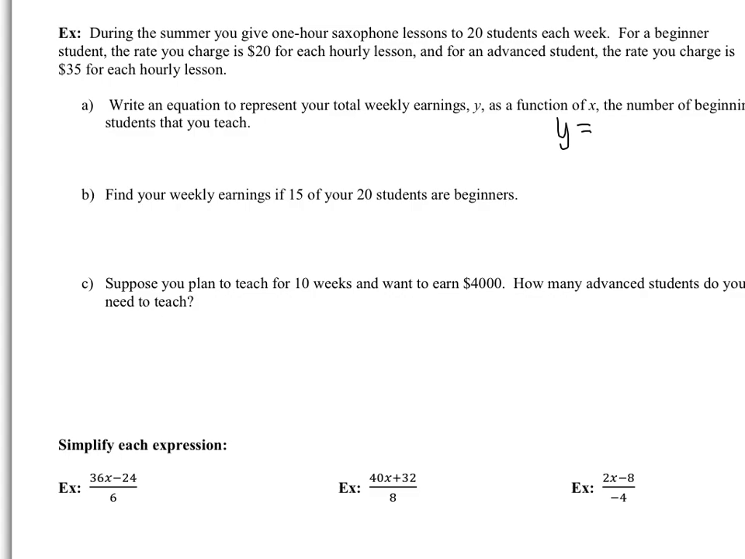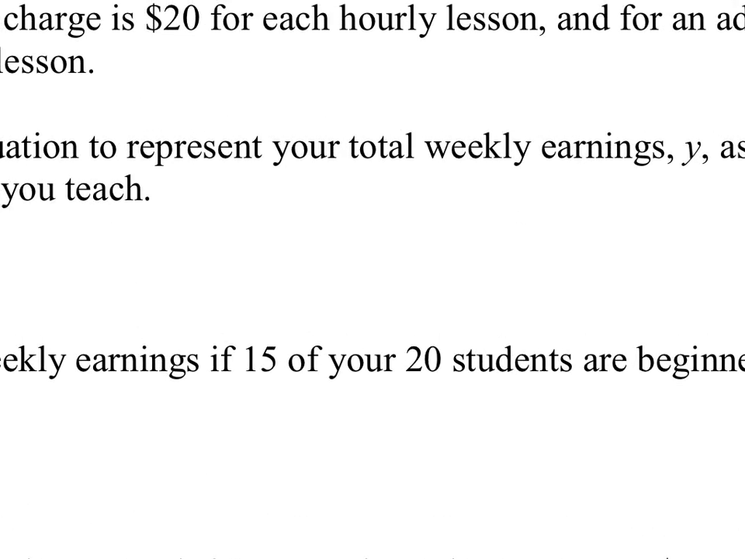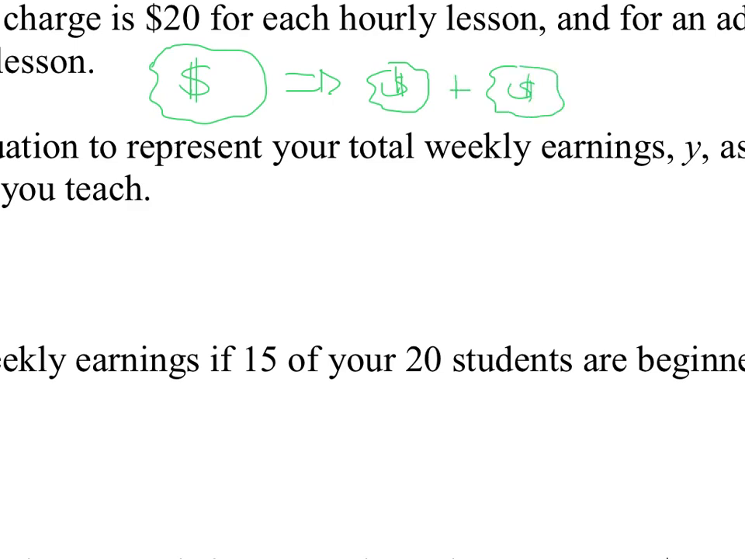But I want to think about this as, let's say at the end of the week, you have this big pile of money. So a big pile of money at the end of the week. If I wanted to, I could separate this into two smaller piles of money. And the way that you get the big pile is by adding these piles together. Now this pile over here represents all the money that I made off of my beginners, and this pile over here represents all the money that I made off of my advanced students. So if I can figure out the beginner money and the advanced money, and I add them together, I get all the money, which in this problem we're calling y.